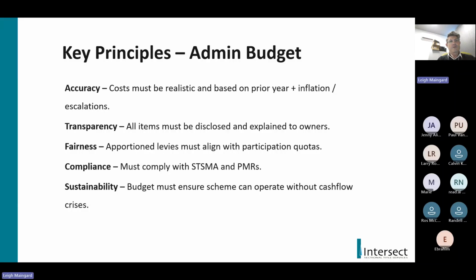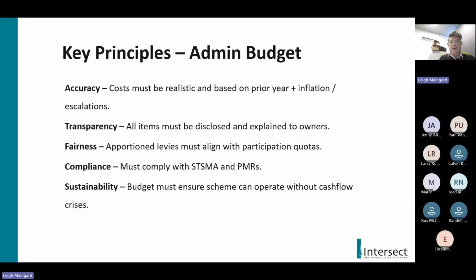So what are the key principles of the administrative budget? Accuracy, because this is a 12-month budget over 1 year, it's very important that the trustees, when they prepare the budget with the assistance of the managing agent, are as realistic as possible and also as accurate as possible. And it's important for them to take in consideration inflation rates and escalations.